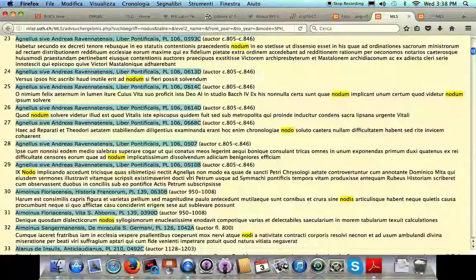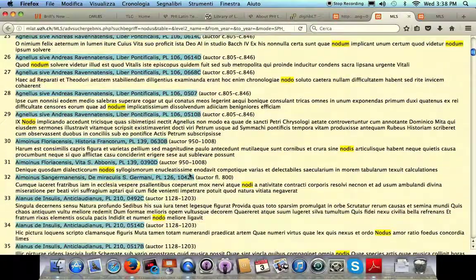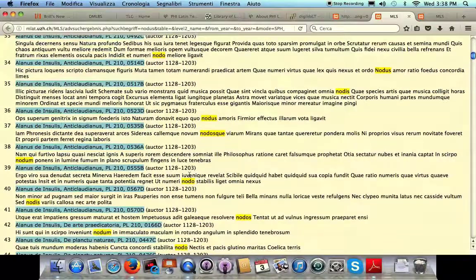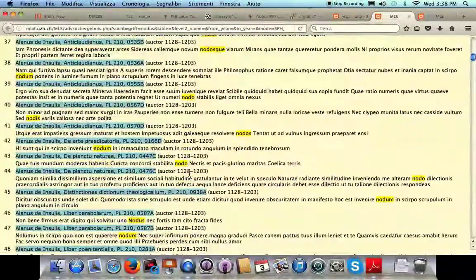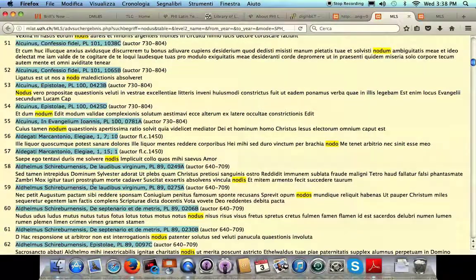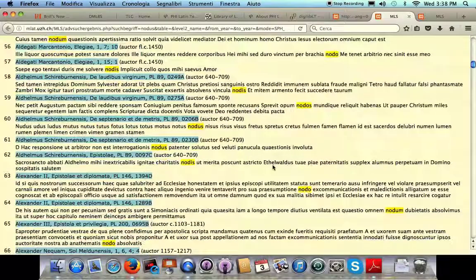So maybe let us go to a text first. You always see at the beginning of a corpus where the texts come from, and usually with a link to that page. So this is a corpus that comes from the Perseus digital library. You can click it and get to their page.